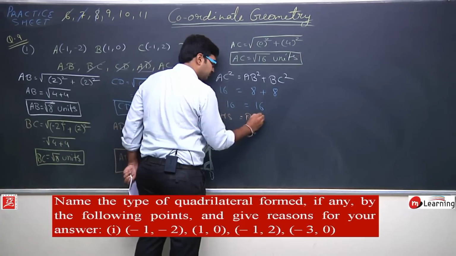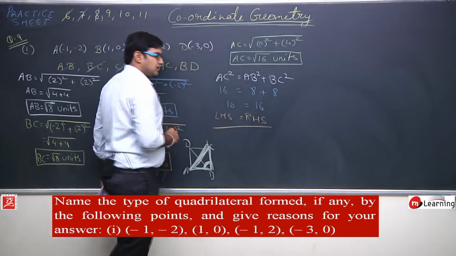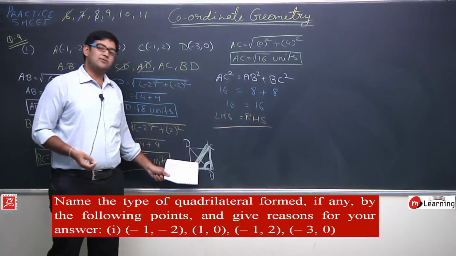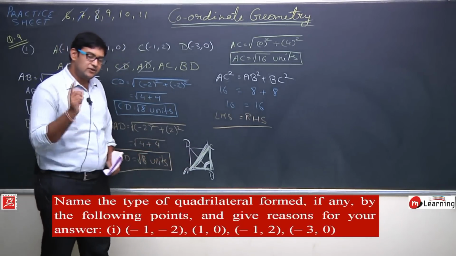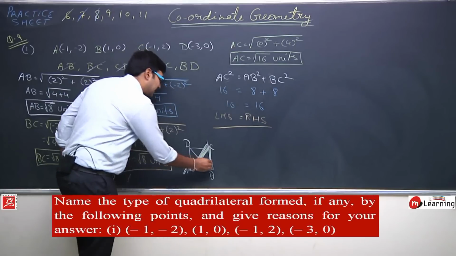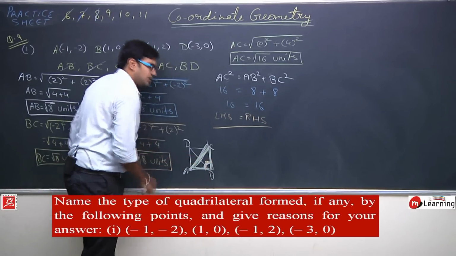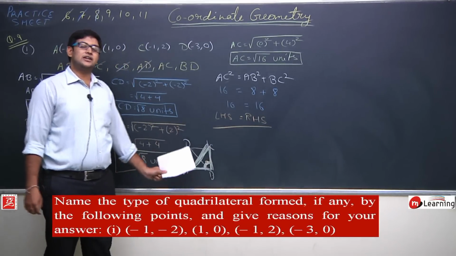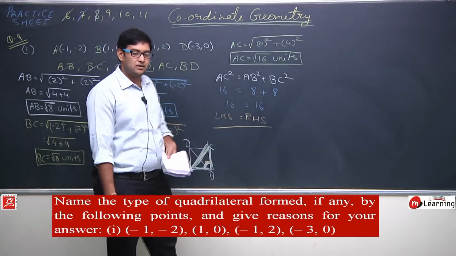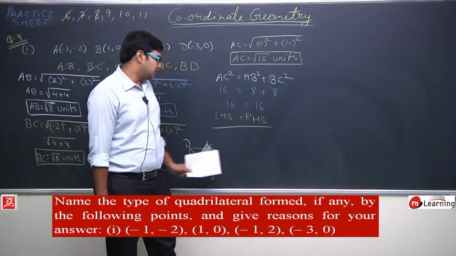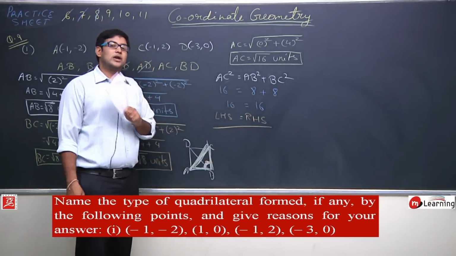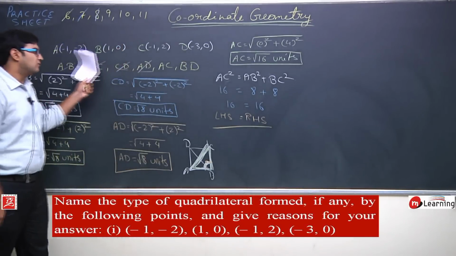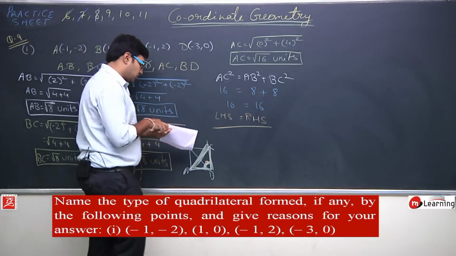That is, we have the condition LHS is equals to RHS. If LHS and RHS are equal, then definitely this triangle follows Pythagoras theorem, and if it follows Pythagoras theorem, this angle has to be 90 degree. If this angle is 90, all the other angles will automatically become 90, and this figure will form a square. So I can very easily say that these 4 points form a square.